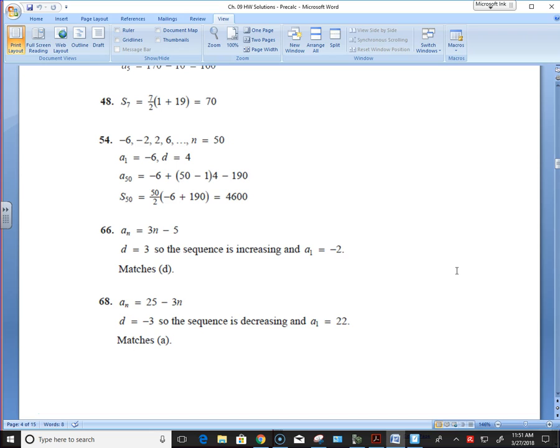The easiest way to get there would have been using the equation to say, hey, take -6 and add 49 jumps of 4. There's your 190. Now you have your first. Now you have your last. Solve, solve, solve.